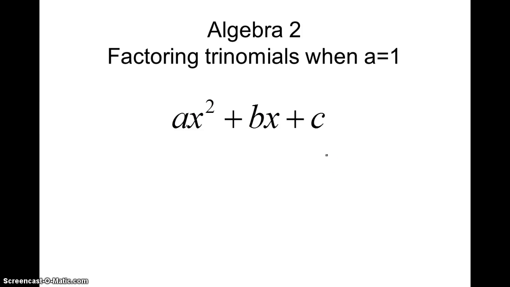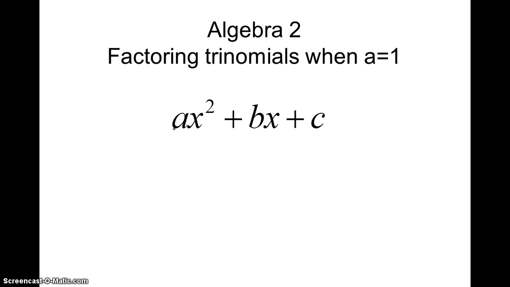Today we're going to look at how to factor trinomials when you have a equal to 1. You guys remember that the standard form for a trinomial is ax squared plus bx plus c. So once again, this value here, a, is going to equal 1 for today. So how do you factor a trinomial?